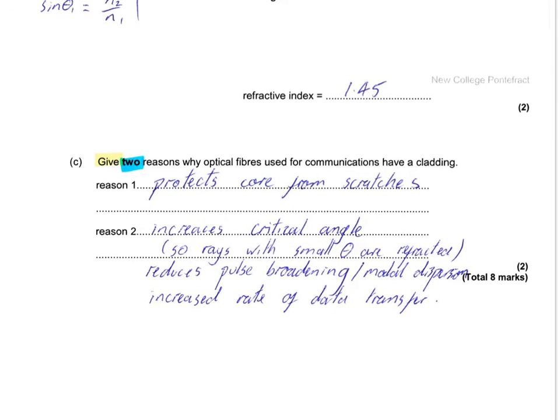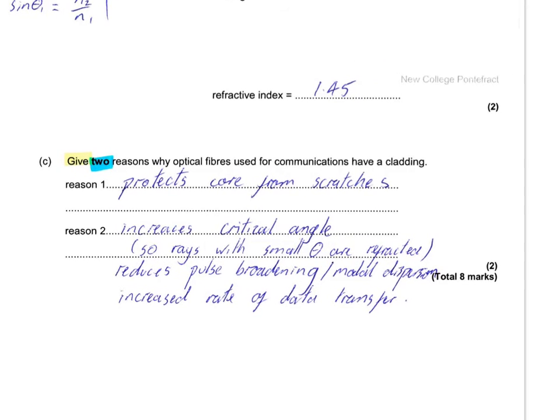Two reasons why optical fibres used for communications have got cladding. The best two things: first of all, it's going to protect that core from scratches, and that helps stop it breaking. It also stops us, if we hit a scratch, not really knowing what angle we're hitting at because it depends on the angle of the scratch. So it's protecting the core from scratches.